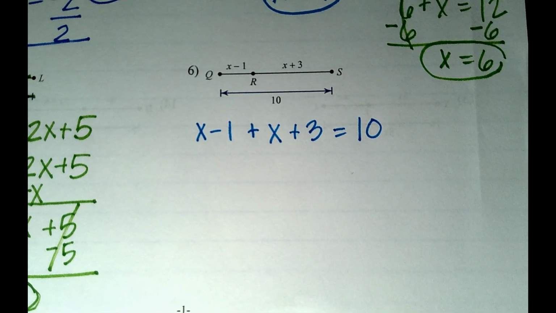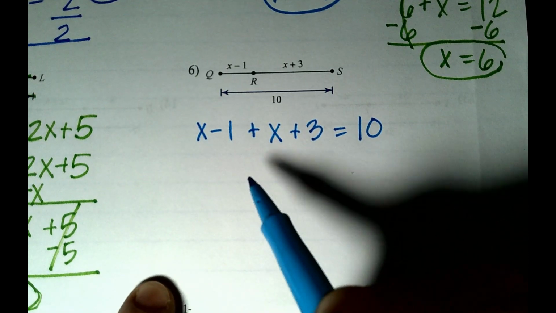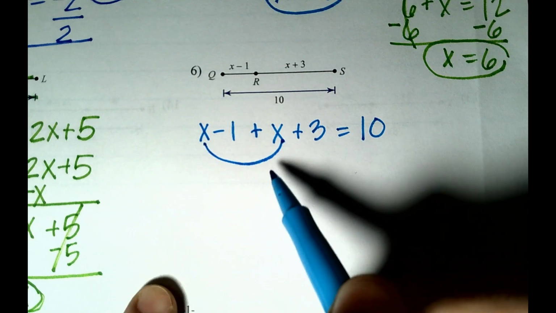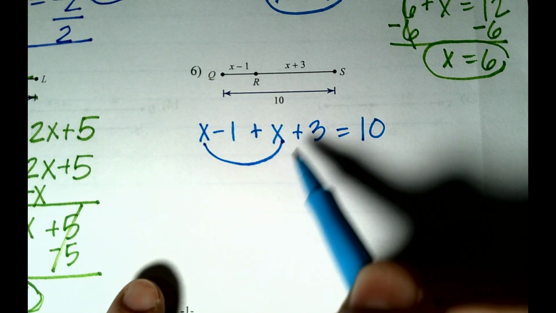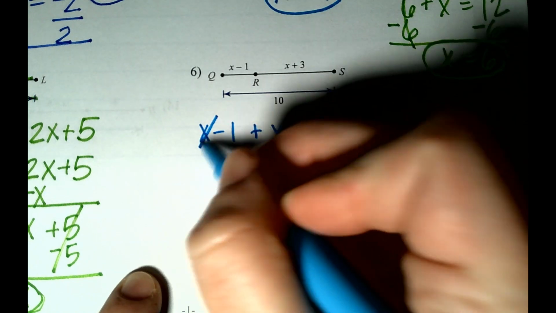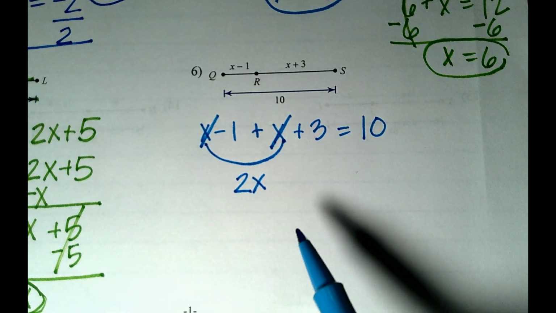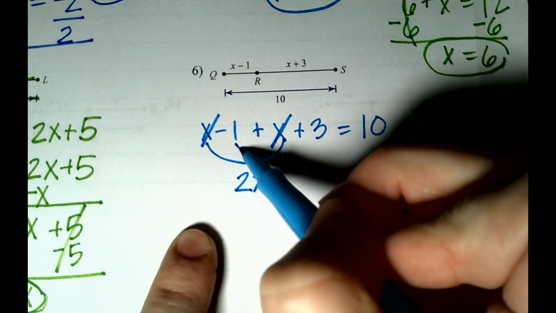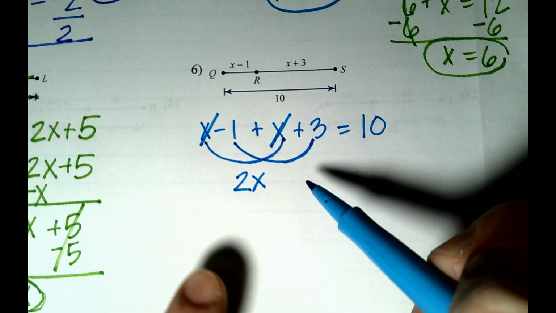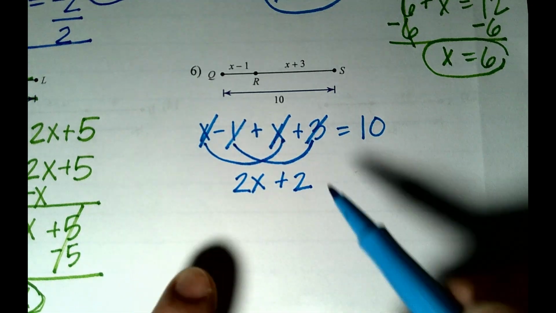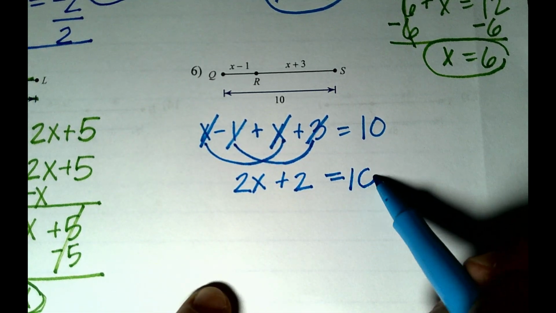What should I combine? My x's. I have an x plus x. What happens when I combine them? 2x. Can I combine anything else at this step? Yes, I've got minus 1 plus 3. What is that? 2. Plus 2 equals 10. Bring that down.